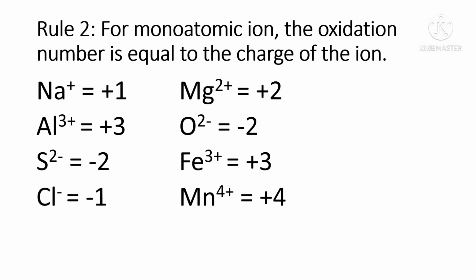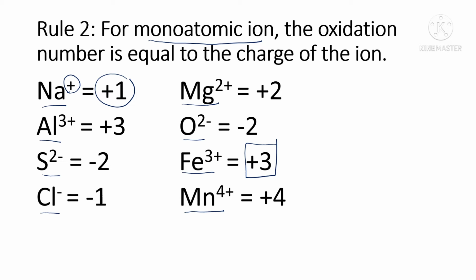Rule number 2: for a monoatomic ion, the oxidation number is equal to the charge of the ion. For example here, sodium ion, aluminum ion, sulfide ion, chloride ion, magnesium ion, oxide ion, iron 3 plus ion, and manganese 4 plus ion. So these ions are all monoatomic ions, therefore their oxidation number is equal to the charge of the ion. Like for example, the iron 3 plus ion has an oxidation number of positive 3 because the charge of the ion is 3 plus.